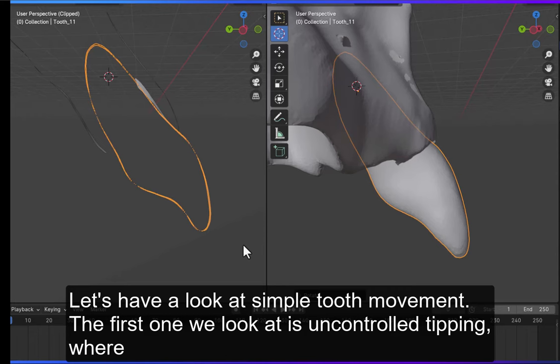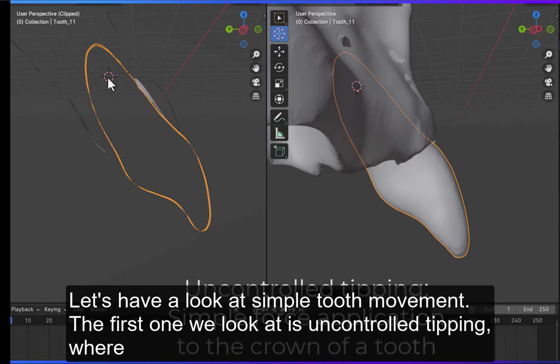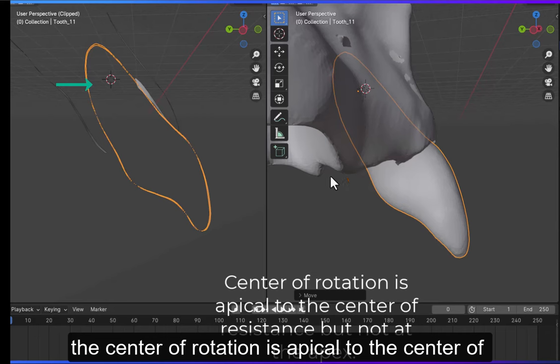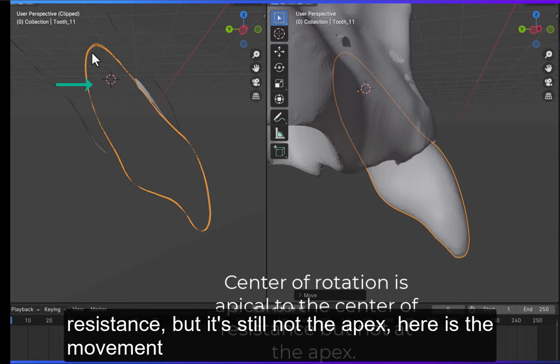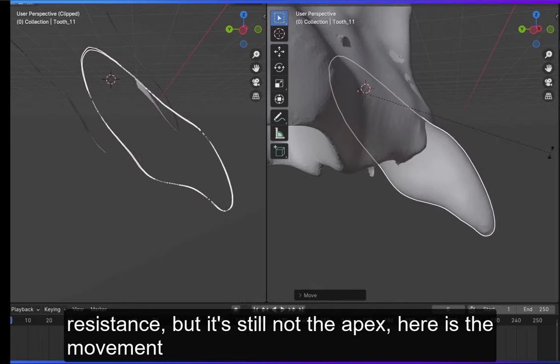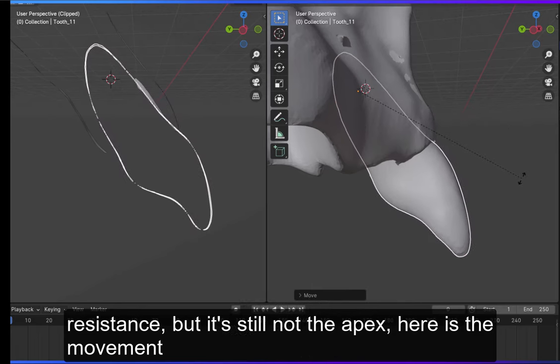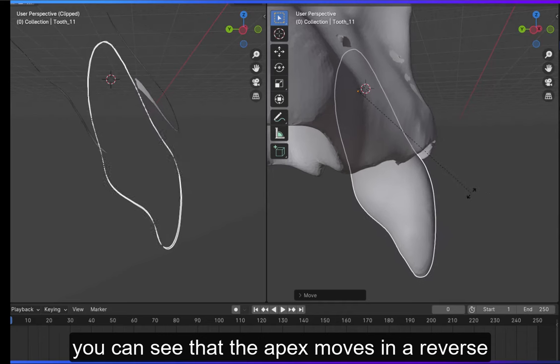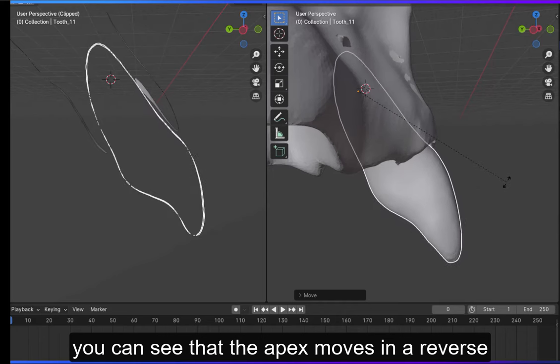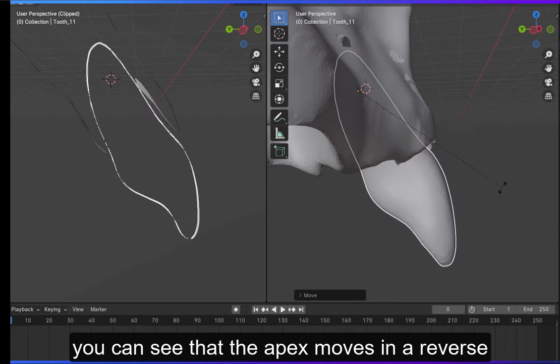Let's have a look at simple tooth movement. The first one we look at is uncontrolled tipping, where the center of rotation is apical to the center of resistance, but it's still not at the apex. This is the movement. So you can see that the apex moves in a reverse direction compared to the crown, and the crown moves a lot more than the apex. So that's uncontrolled tipping.